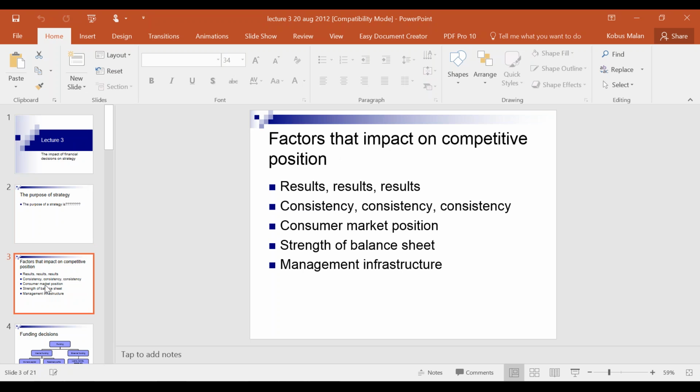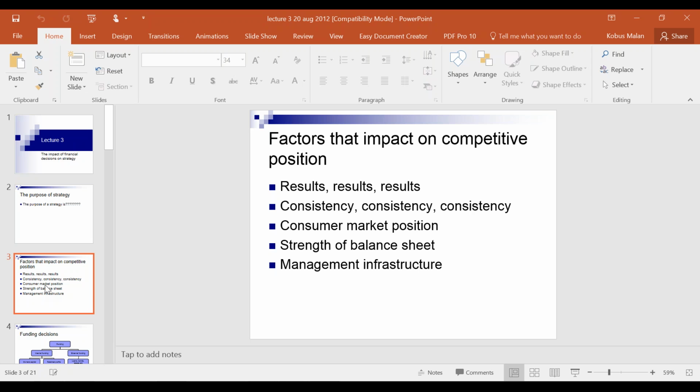What are the factors that impact on your competitive position? The first one is results, results, results. A business must have results. A business must have positive results. And without those results, you will not be able to execute your strategy successfully. The second one is consistency. You must have a consistent business and there must be consistent decision making, and therefore strategy is very important.